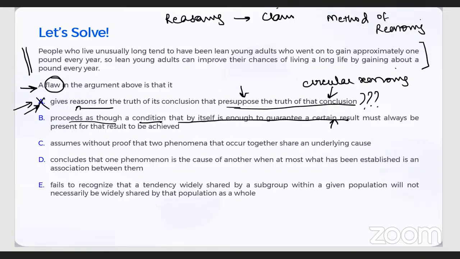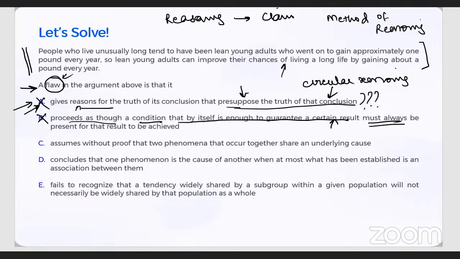Hey, look, you're a lean adult. You want to live longer? Go ahead, gain a pound every year. Nowhere does it say that it's the only way, or that it must always be present. Nowhere is it suggesting that this is the sole condition. So, no, this is not what is happening in the reasoning. Therefore, it can't be a flaw in the argument. B is out.